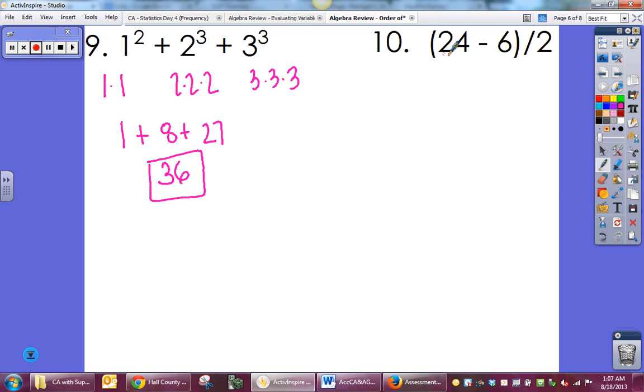And then this one, I've got a grouping symbol, so I'm going to do that first. 24 minus 6 gives me 18. And then 18 divided by 2 gives me 9. And those are some order of operations review problems. Hopefully that helps a little bit.